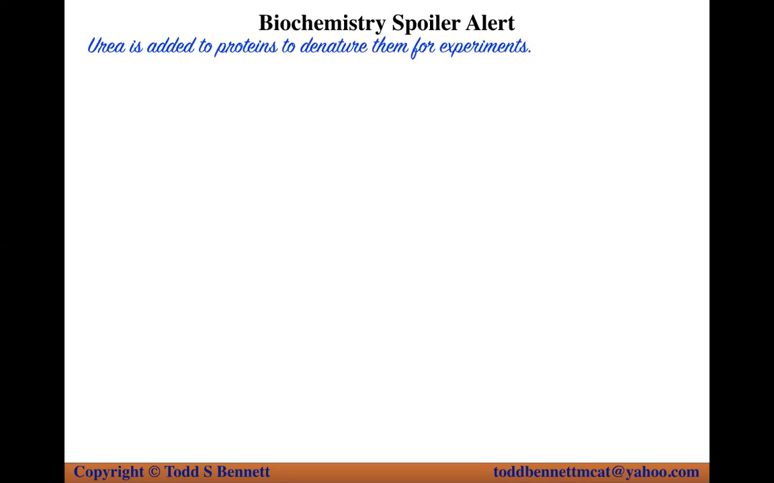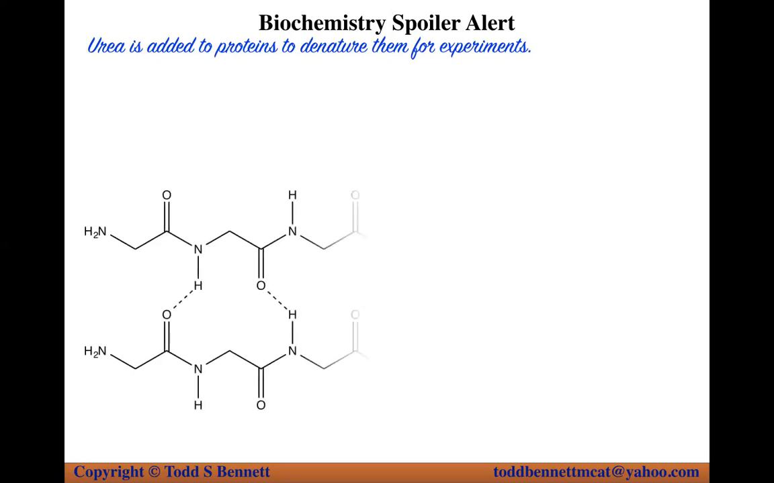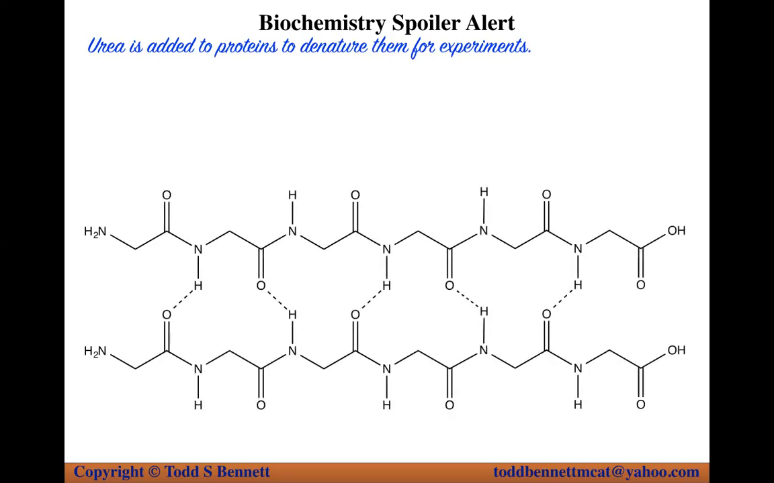Which brings up the interesting biological spoiler alert. Urea is so good at H bonding that we actually use it to destroy or denature the compound. So you may have learned somewhere along the line that amino acids form proteins. So here's one amino acid, here's a second amino acid. Amino acids have an amine, a carbon in the middle, and a carboxylic acid. But when it forms a protein, it loses the OH that was on the amino acid here and the H that used to be on the N. And so this represents a polypeptide.